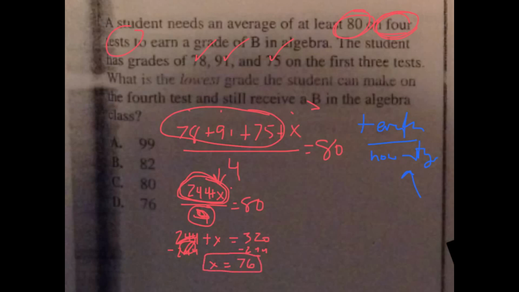Now let's make sure our answer makes sense. We always reread our problem after we get an answer. A student needs an average of at least an 80 on 4 tests to earn a grade of B in algebra. At least an 80. Would this give it 80? Exactly. So it includes 80, at least an 80. Therefore, 76 is our answer.